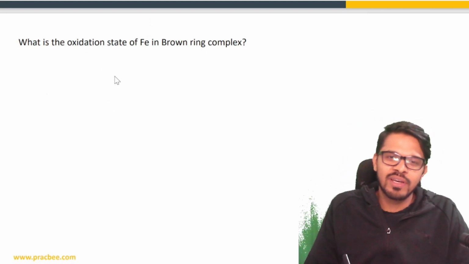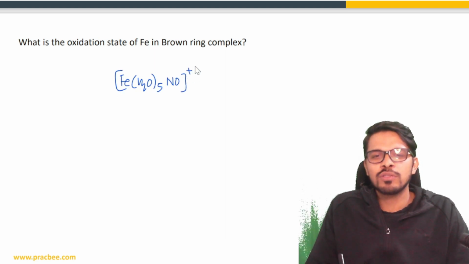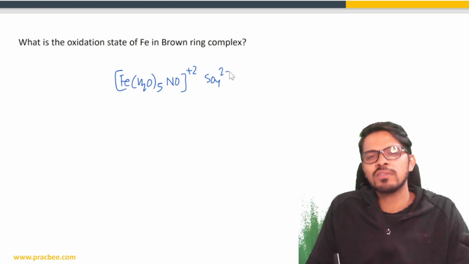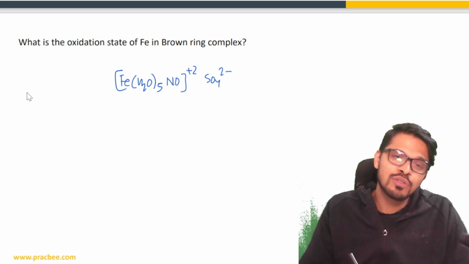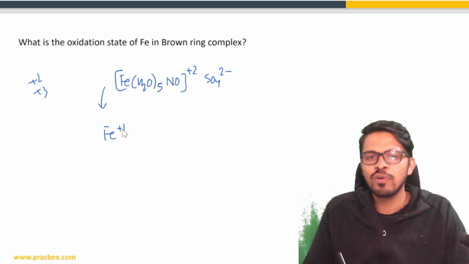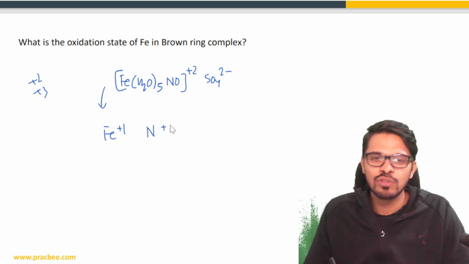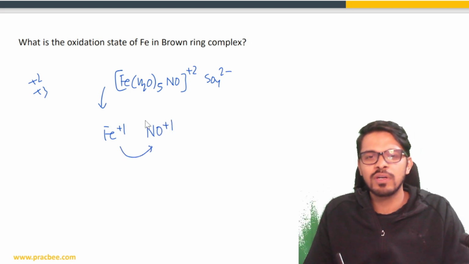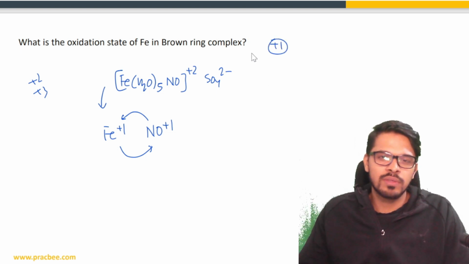A beautiful question again. If we talk about the brown ring complex, it is [Fe(H2O)5NO]2+, or if you want to write sulfate, the sulfate ion is the counter ion. Usually iron is in +2 or +3 oxidation state, but this is a special example. In this we have oxidation state of iron as +1, and the oxidation state of NO is also +1, right? Charge transfer takes place. So the answer would be +1.